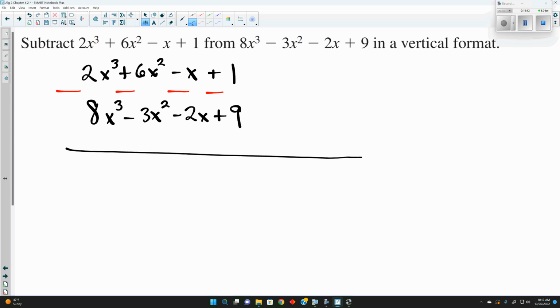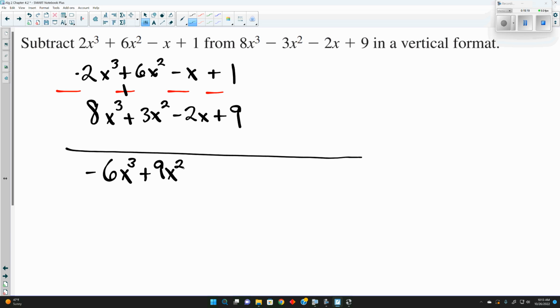So now that we have this set up, we can go on and subtract. So we'll do 2x cubed minus 8x cubed. 2 minus 8 is 6, and it would be negative. So we have negative 6x cubed. Then we can look at the next one. We have 6x squared minus negative 3x squared, yes? Well, a negative and a negative make a positive. So what I can do here is, right over the top of them, positive 6x squared plus 3x squared is plus 9x squared.